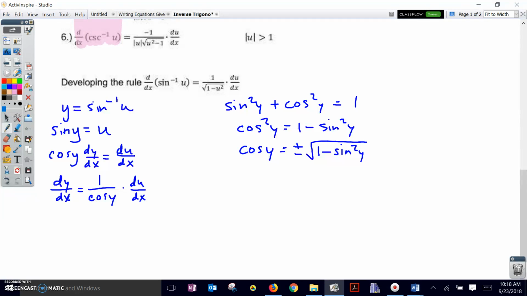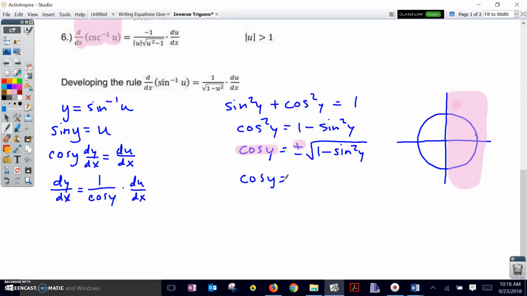So I need to figure out which of these branches is appropriate, and in order to do that, I'm going to think about my unit circle. If I think about the arcsine function, it's defined in 2 quadrants. It's defined in quadrants 1 and 4. And what I know about the cosine in those quadrants is that it is always positive. And that enables me to represent cosine of y as the positive branch of this function. So cosine of y is equal to the positive square root of 1 minus sine squared of y.